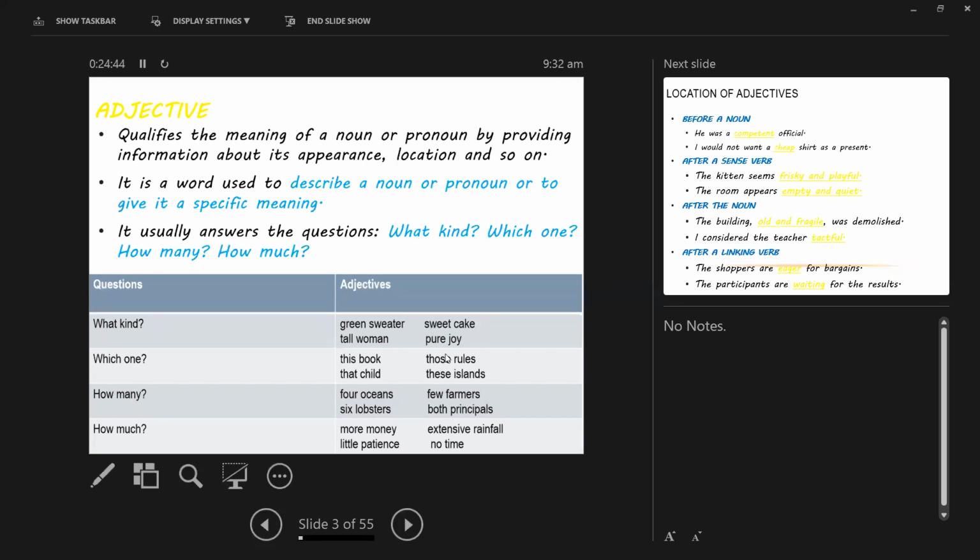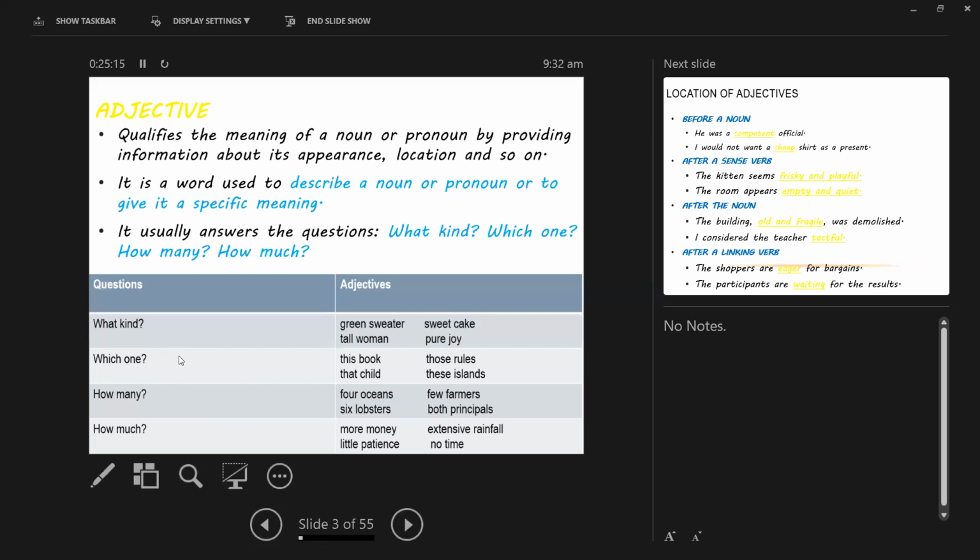And of course, same with those and those rules, these islands. Again, these pertain to this. These is the plural form of this, which means it talks about things, thing or things that are nearby. But that and those pertain to a thing or things that are far from reach.